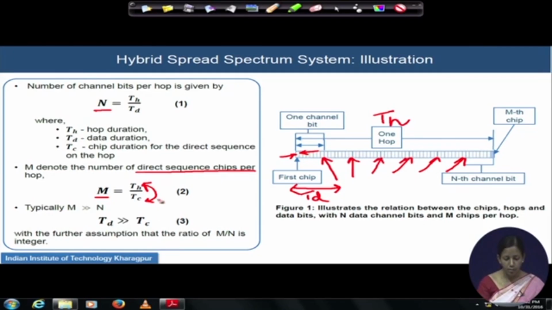So, TH by TC and TH by TD actually give two different time concepts. And remember, the number of chips available inside the hop is much bigger than the number of bits available within a hop. So the duration of a bit should be much larger than the duration of a chip, or oppositely, the duration of a chip will be much less than the duration of a bit.